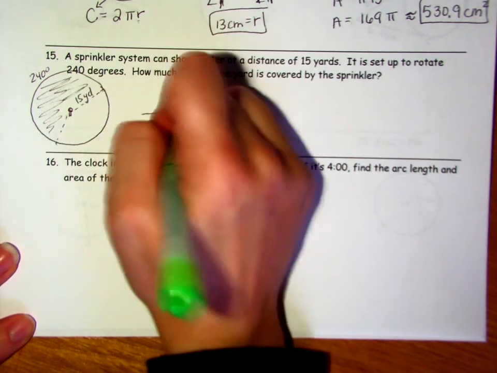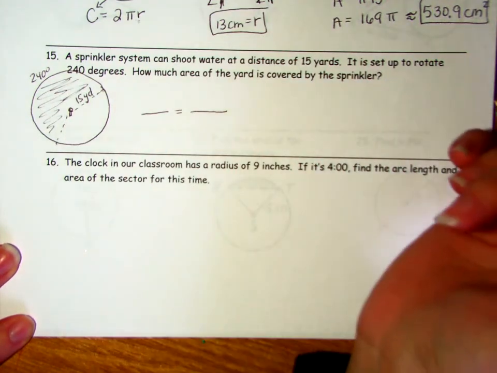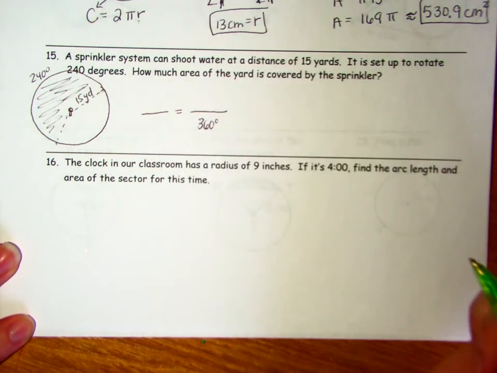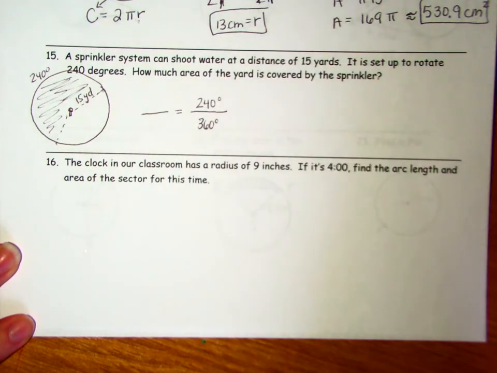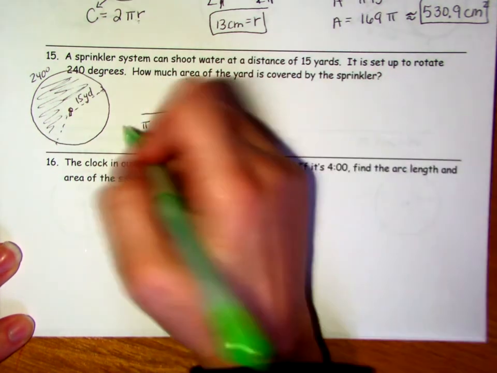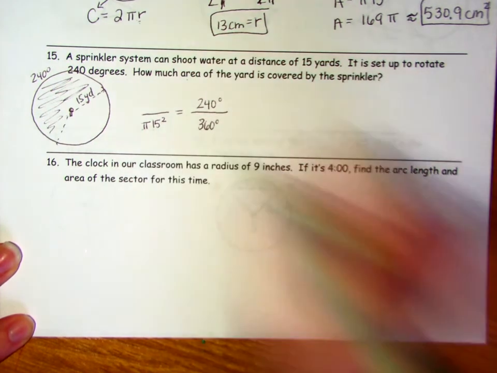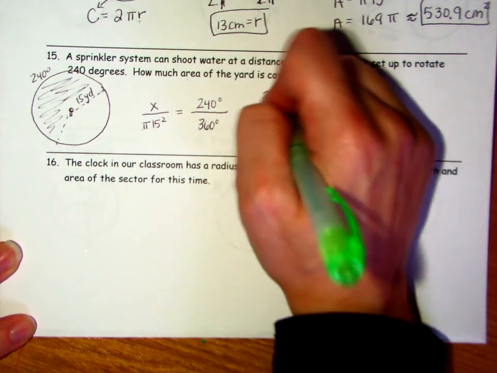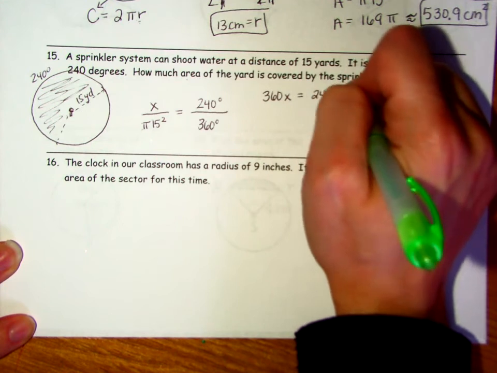So let's set up our proportion, because it's a sector, and so we're going to be pulling out the proportions. We know that 360 degrees does not change. That's our whole. And part would be 240 degrees. We're trying to do area, so we want the area formula. So area is pi r squared, where r is 15. And we're trying to find the area of the sector. So that's going to be my x right there. Ready to cross multiply? 360 times x is equal to 240 pi times 15 squared.